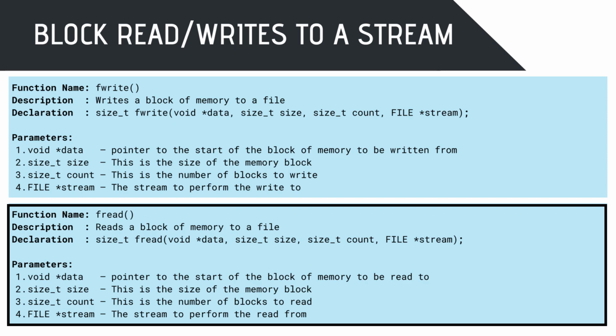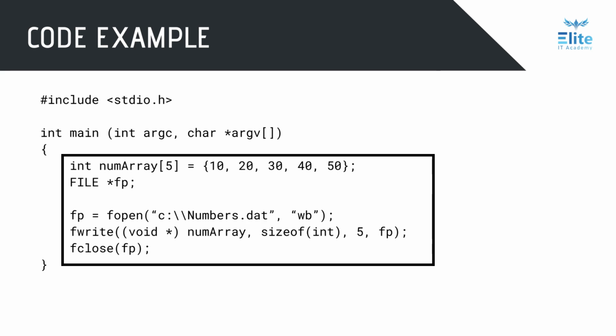Similarly, the fread function is used to read a block of binary data from the stream into a memory buffer. The arguments are similar to the fwrite function. Let's look at a simple example that will perform a block write into a stream.